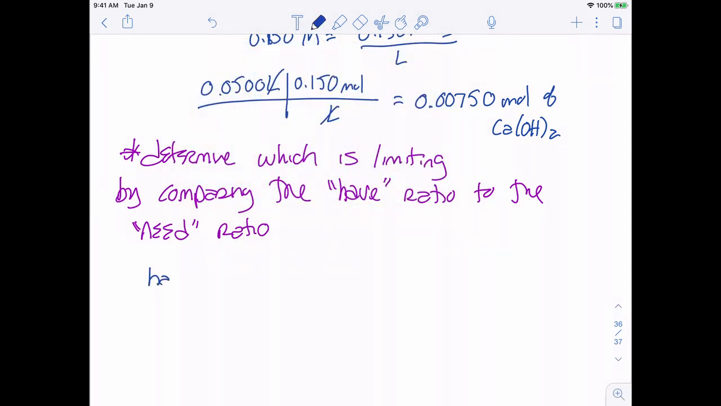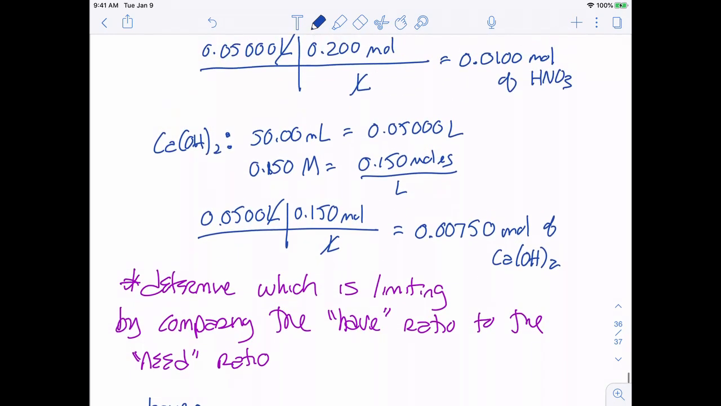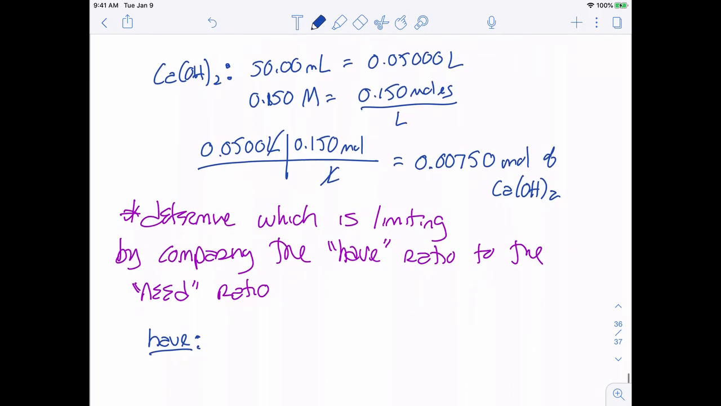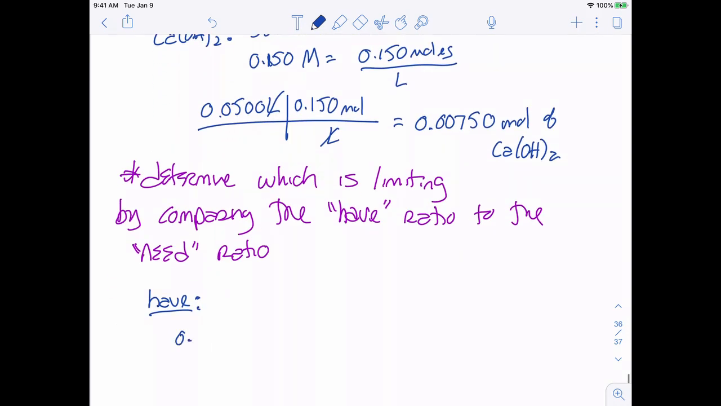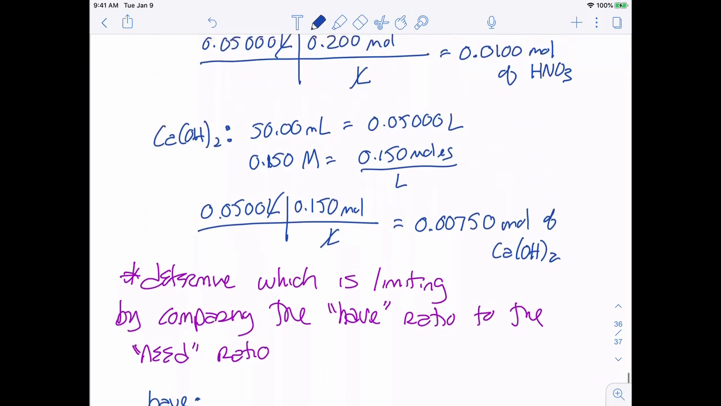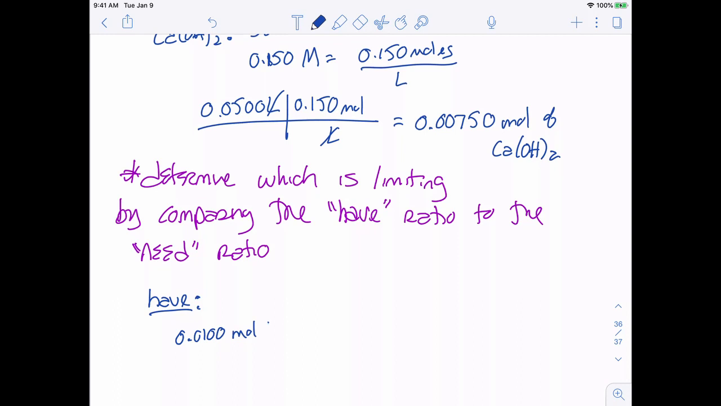So my have ratio, these are the numbers we just solved for. Remember, I'm going to put the larger of the two numbers on top. So 0.01 is bigger than 0.0075. So what I have is 0.0100 moles of HNO3 for every 0.00750 moles of calcium hydroxide. That is impossible to read. Calcium hydroxide. And then we're going to divide that out.